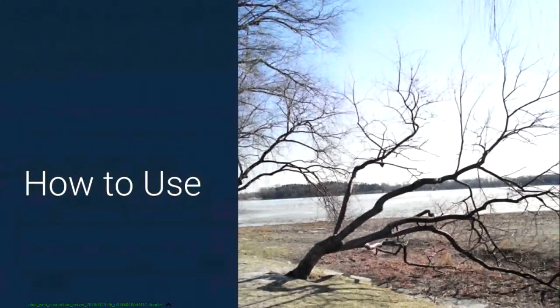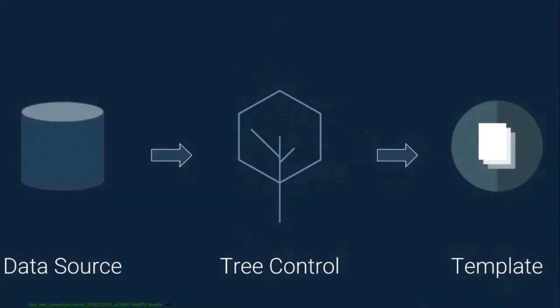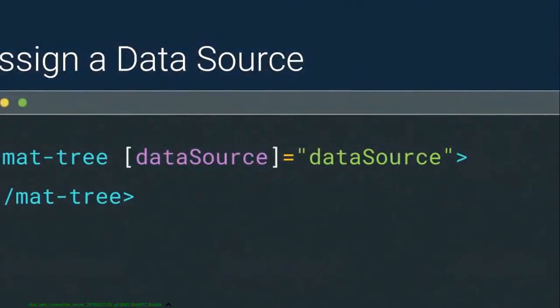Okay. Now let's see how we can build a tree. There are three major things we need. The first one is a data source, which is how we feed the data to the tree. And the second one is the tree control, which handles all the expansion collapsing of tree node. And the third one is the template. That's how we'd like to display the tree. We can pass a data source to the tree in the template like this.